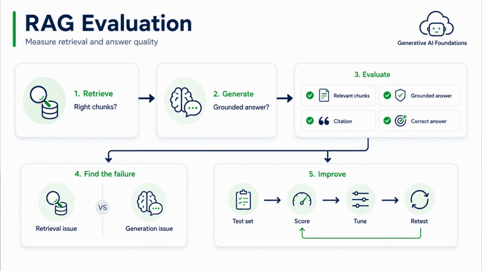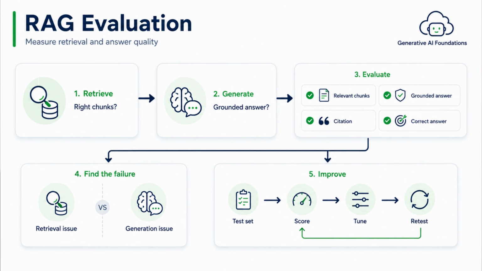So in normal AI demos, we often look at the final answer and think, yes, this sounds good. But in production, that's not enough. A RAG system can give a very nice looking answer. But if it retrieved the wrong document or used unsupported information, the answer can still be wrong. So we need to evaluate both parts, retrieval and generation. Retrieval evaluation checks whether the system found the right chunks from the knowledge base, and generation evaluation checks whether the model used those chunks correctly to create the final answer.